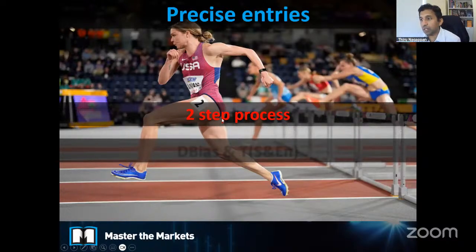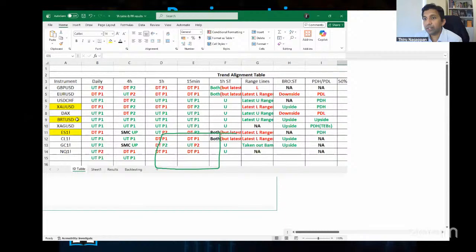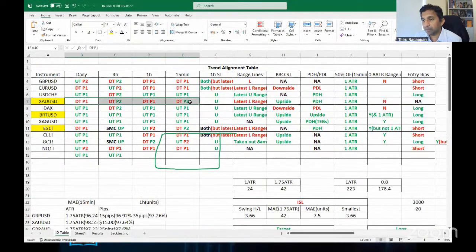So what you've got to do before you pull the trigger is what we say is a two-step process, from setup to entry. First, you've got to form the direction bias. In our previous example, this gold trade that we're taking, I did this on the table, isn't it? I aligned it. I got a direction bias.